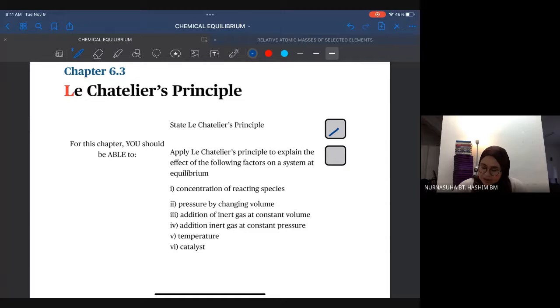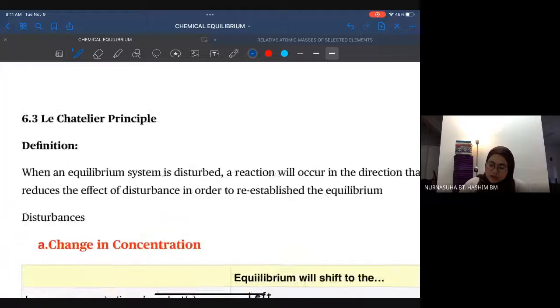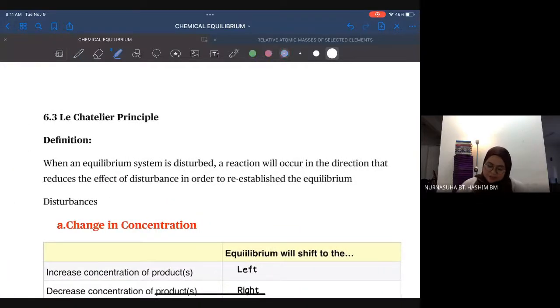Next, kita akan apply Le Chatelier principle according the following factor. So ada 1, 2, 3, 4, 5, 6 factor. So this one dah tak ada calculation lah. This one hanya explanation semata-mata. Okay, mari kita tengok what is Le Chatelier.